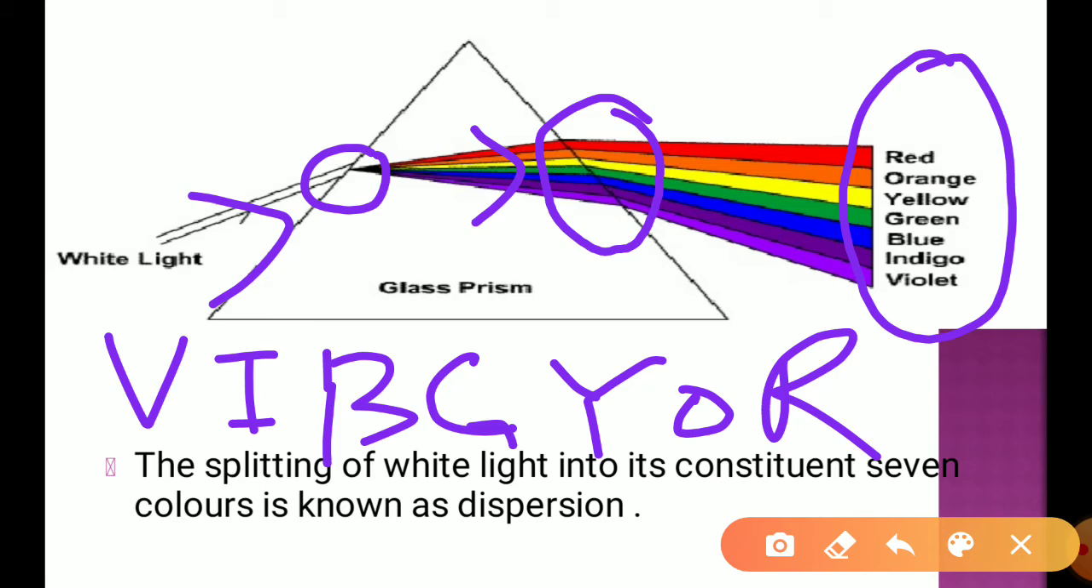Now in the diagram you can see that it is the red light which gets least refracted and violet light gets most refracted. So splitting of white light into its constituent seven colors is known as dispersion of white light.